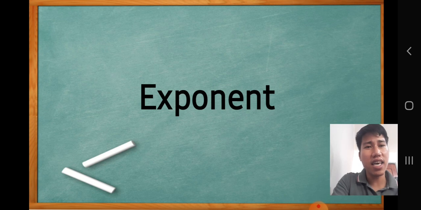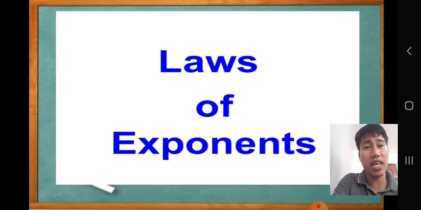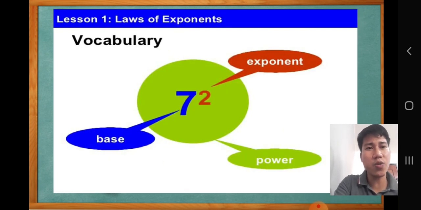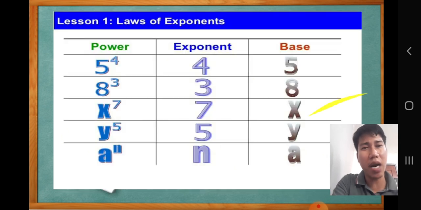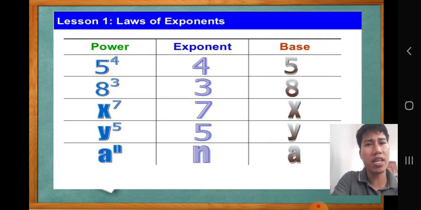Next is exponent. When we say exponent, it is a number multiplied by itself. Any number multiplied by itself is considered as exponent. There are laws of exponents, but first we need to define the exponent. Take 7 squared. The base is 7, and 2 is the exponent. Overall, 7 squared is considered as the power. So you need to consider the power, exponent, and base.